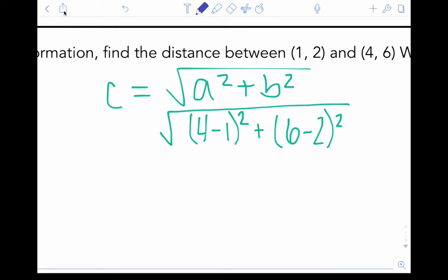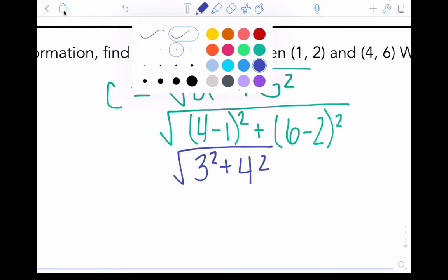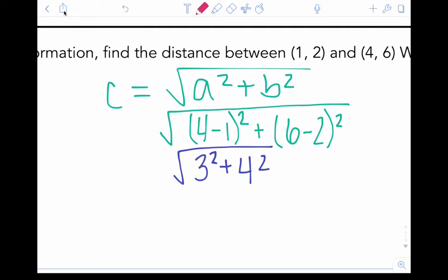So inside my parentheses, I have 4 minus 1, which is 3. And then I'm going to copy down my squared, plus 6 minus 2, which is 4. And I'm going to copy down my squared. And I have that square root over the whole thing. Next, I have exponents. So I'm going to take 3 squared, which is 9, plus 4 squared, which is 16. Square root over the whole thing.